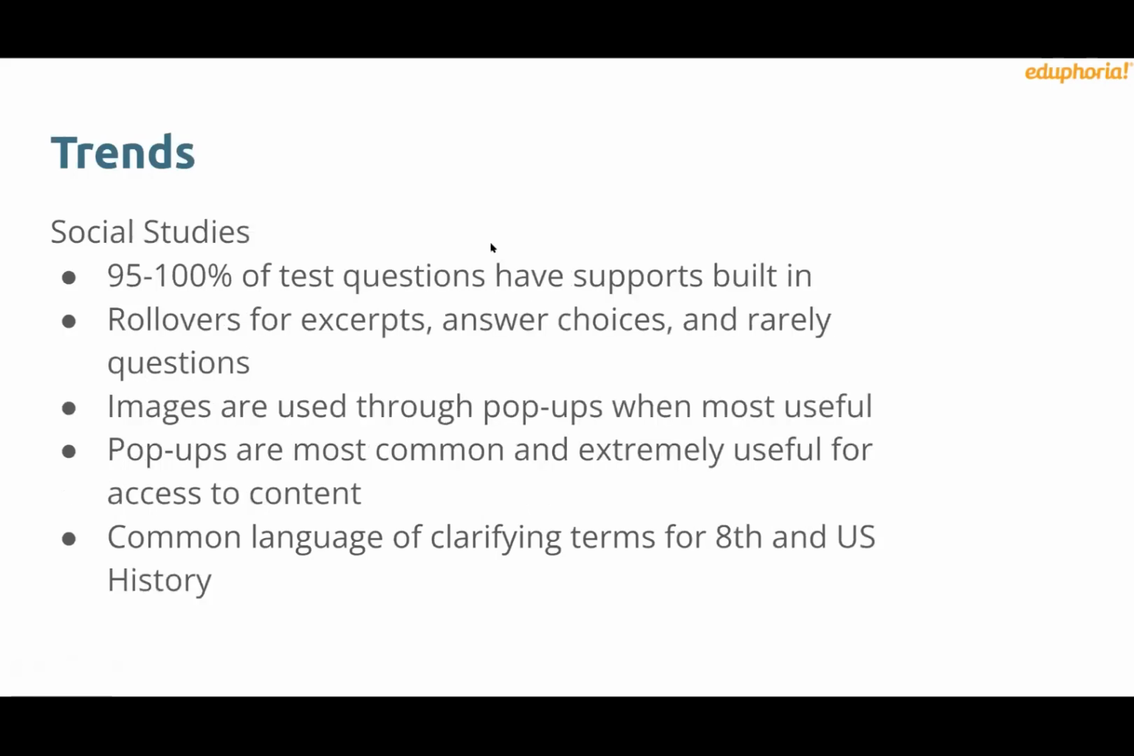Social studies, 95 to 100%. We have looked at multiple social studies tests. There was an 8th grade social studies test, I want to say it's 2018, it might have been 19, that had like 45 questions had supports. Every single question had a support built in somewhere. They'll do rollovers for their excerpt, sometimes their answer choices, and very rarely will they have a rollover in their question. Usually it's more common to be in an answer choice, and if those have the short excerpts, they're almost always going to have a rollover.